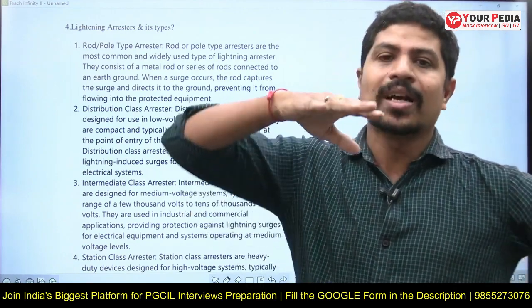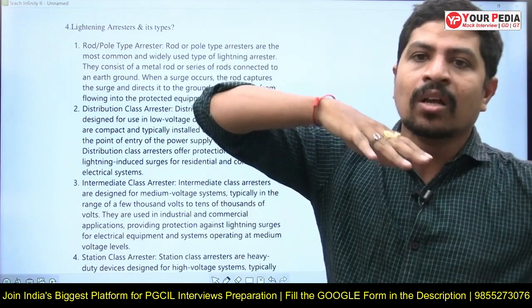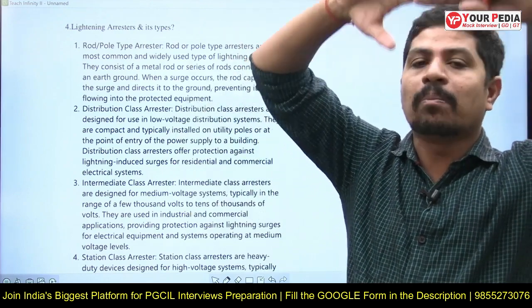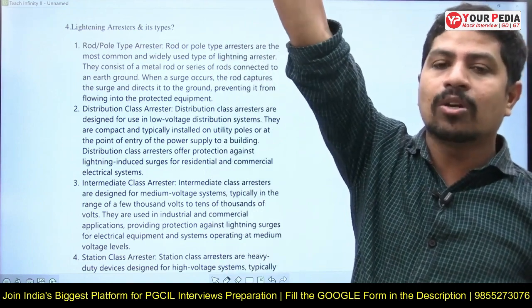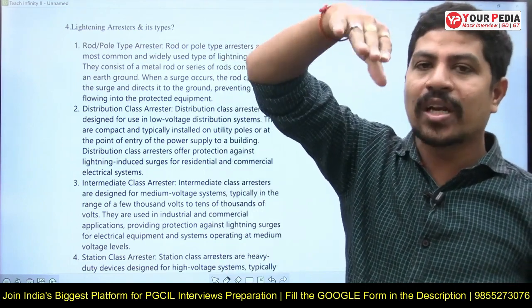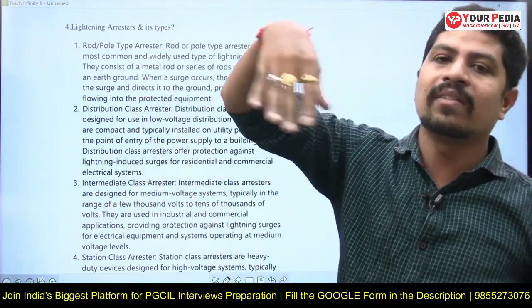Suppose you want to protect a substation totally from lightning, we go with a mesh. We will put a complete mesh over it. That mesh is connected to ground. Whenever lightning occurs, it will strike this mesh, and since the mesh is connected to ground, the total lightning will be grounded.